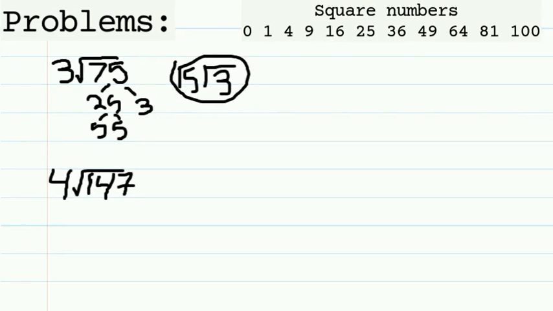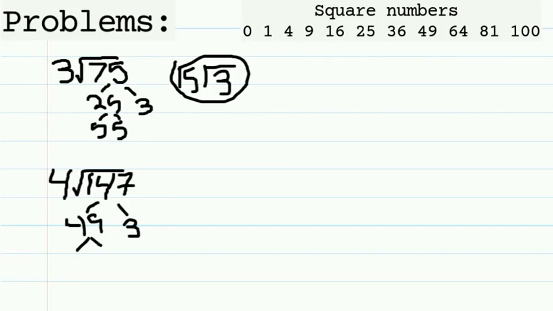In question 2, we have 4 square root 147. We're going to work with the radicand again, which in this case is 147. The biggest square number that could fit in 147 is 49, and it fits into 147 3 times. So we're going to start our factor tree again under the radicand, and we're going to put 49 and 3.